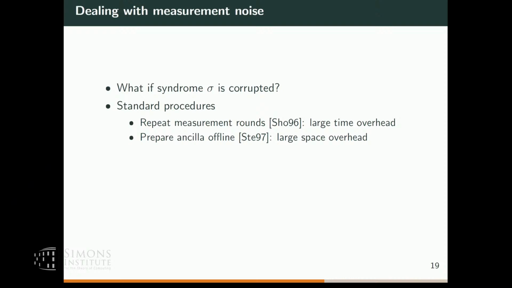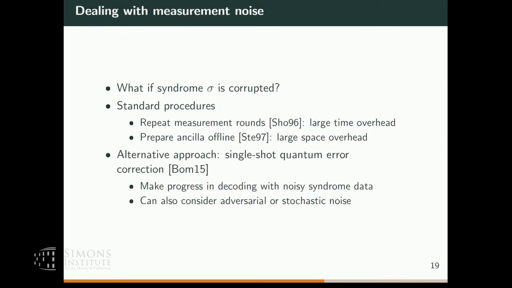Another approach is that you could prepare some more complicated ancilla state and use that ancilla state to do the measurement, which would result in a more robust measurement. However, here you have to have a space overhead of preparing the ancilla state, and you transfer a lot of the time complexity from a repeated measurement round into preparing the ancilla state itself. So these are generic approaches that could work for any code and any decoder.